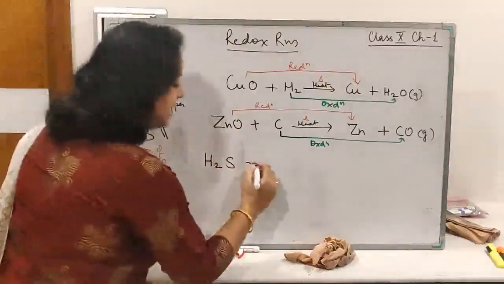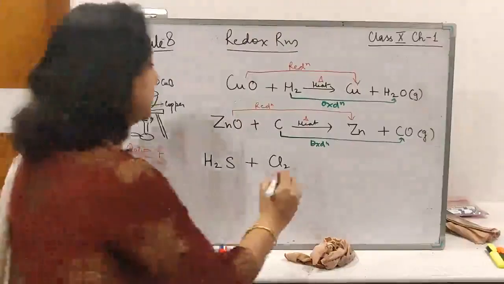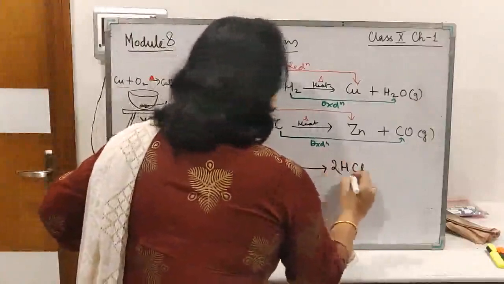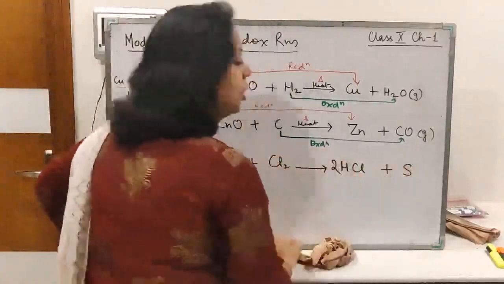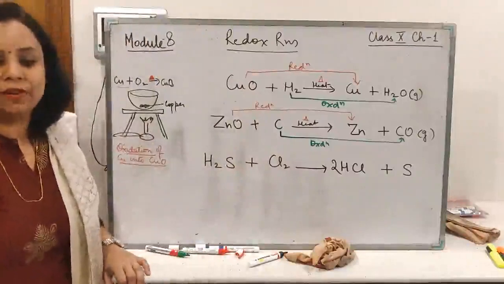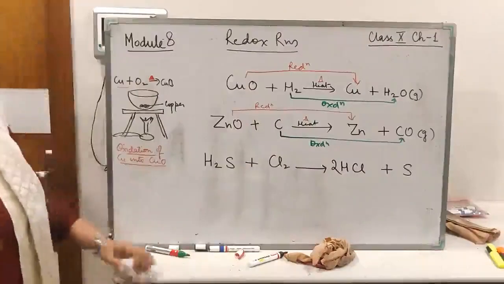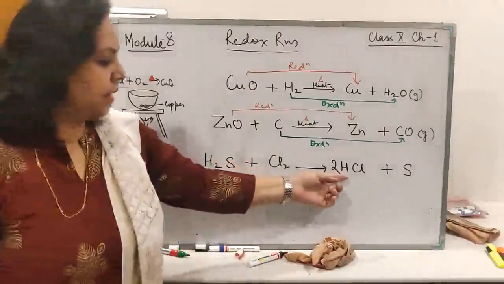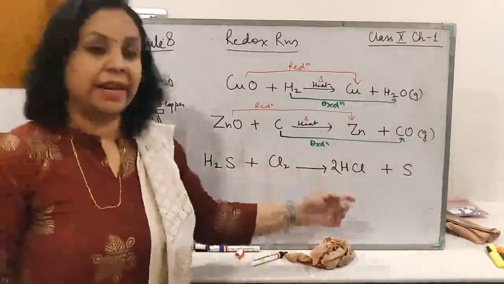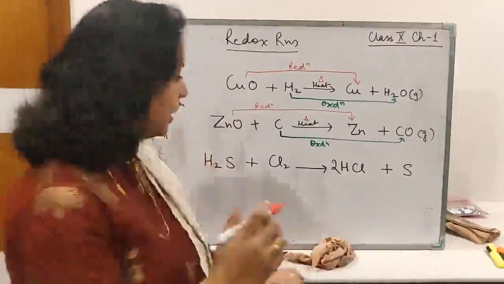Hydrogen sulfide gas, when it reacts with chlorine, forms hydrogen chloride gas and sulfur. Now, if we see, chlorine is getting converted into HCl. That means addition of hydrogen. And remember, addition of hydrogen means a reduction.